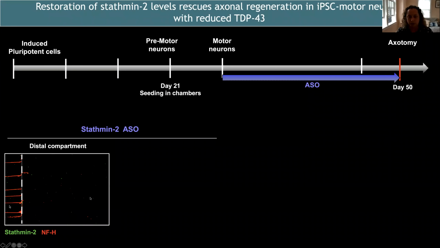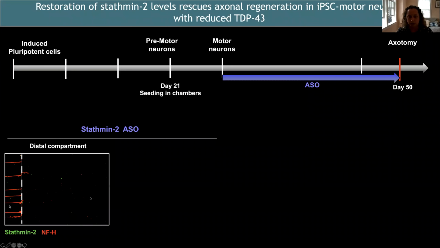So we have used these ASOs now in iPSC-derived motor neurons, really using the same paradigm that I mentioned. We treat the iPS motor neurons with ASOs against TDP-43 to deplete TDP-43. Then we treat them with these rescue ASOs that are blocking the abnormal splicing of stathmin 2, and we look at regeneration after axotomy. So in these iPS motor neurons, again, in a dose-dependent manner, different ASOs are able to increase the level of stathmin 2, to decrease the level of the abnormal truncated mRNA.